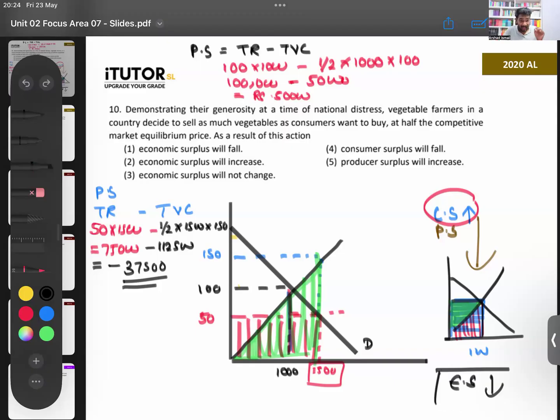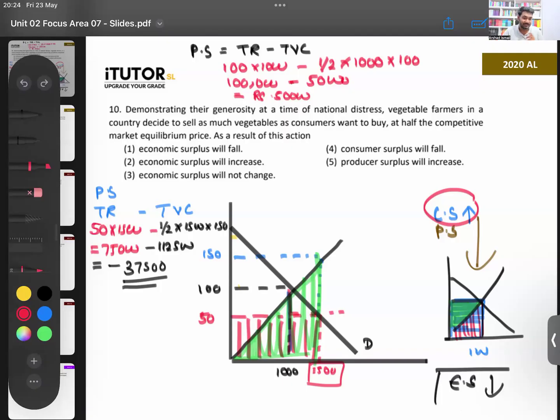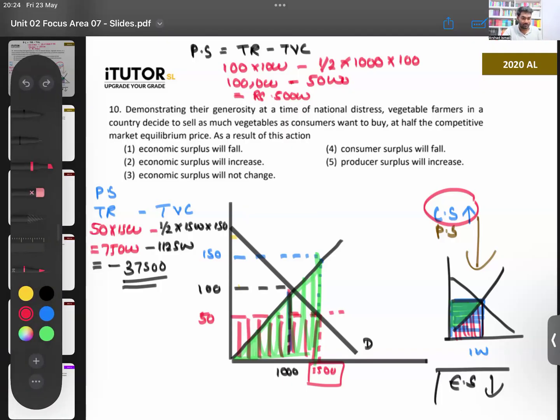So look for an answer that says either one of the three. Either it says consumer surplus increased, or it says producer surplus decreased, or it says economic surplus decreased. Which one is your answer? Producer surplus at 50 rupees only I looked at. My producer surplus at 50 is only minus 37,500. So which one is that? Economic surplus will fall.